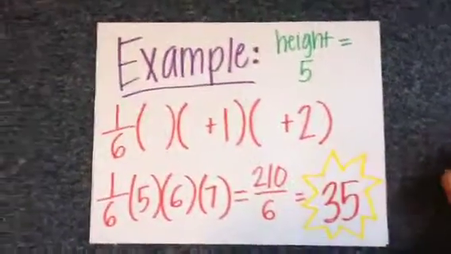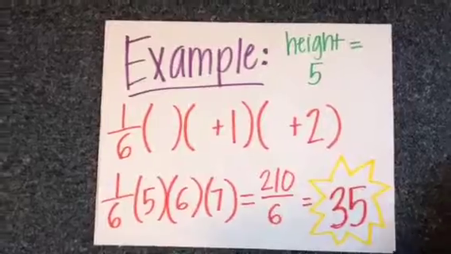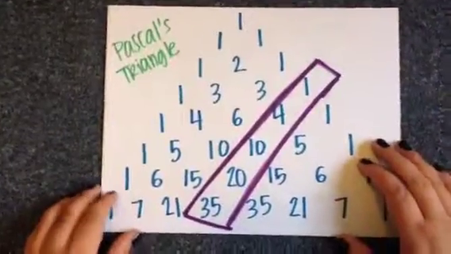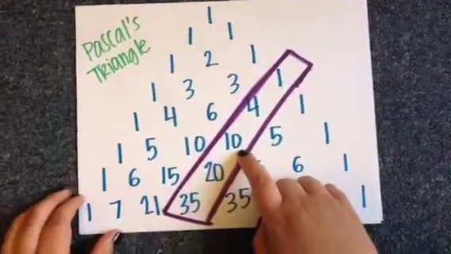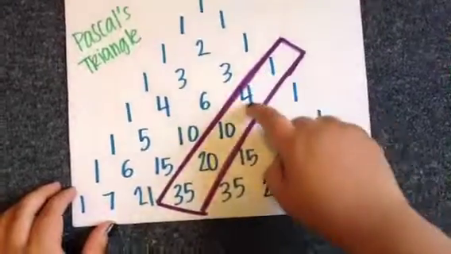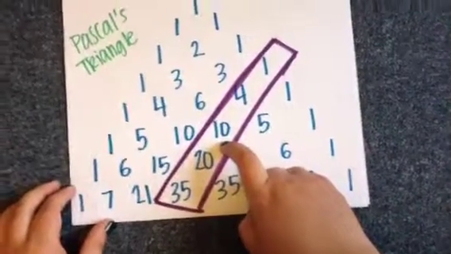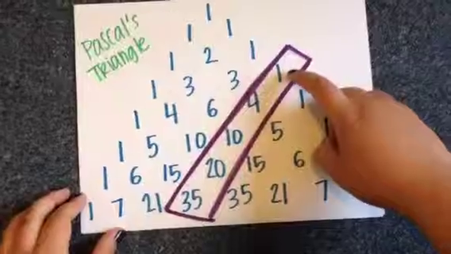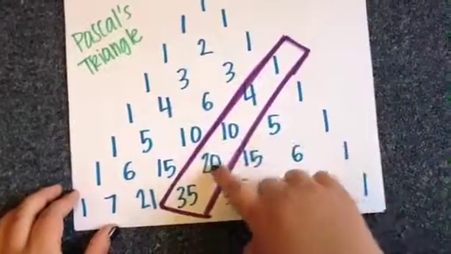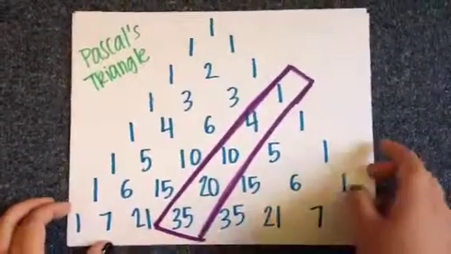So if we look back at Pascal's triangle, we have 10, which we used in our first example, which is the third one down for a height of 3. And then if we went to the height of 5, 1, 2, 3, 4, 5, it would equal 35.